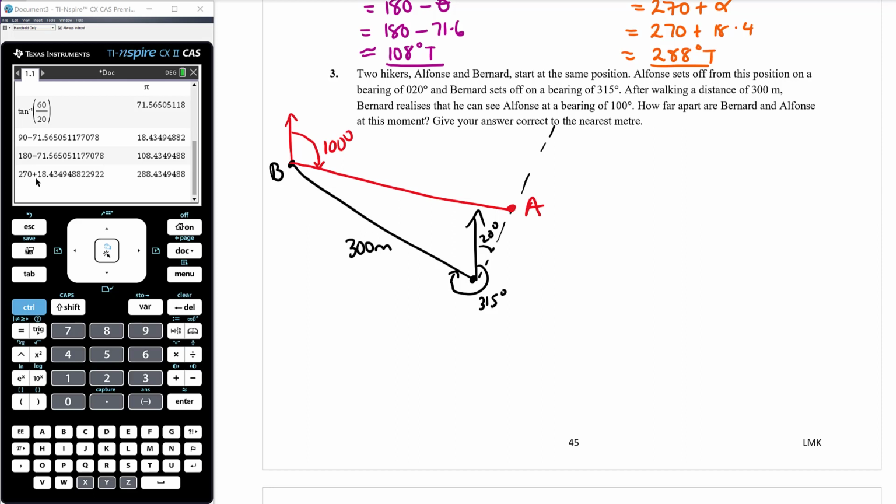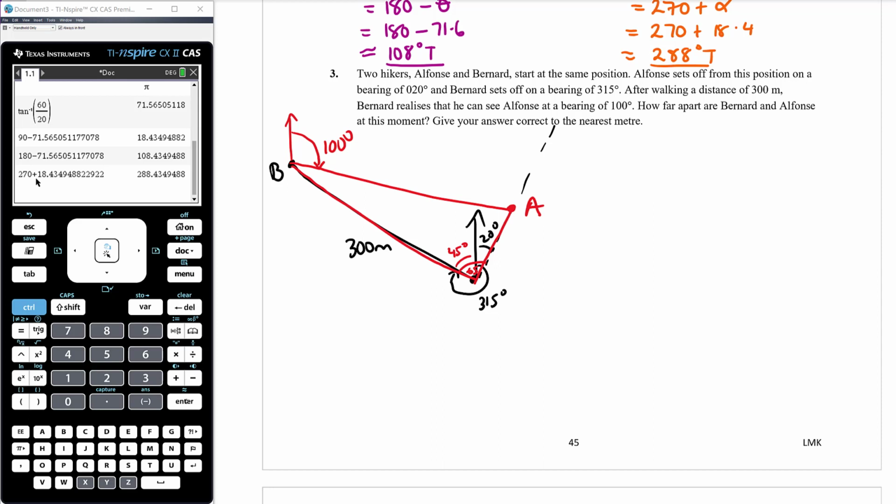Okay, and so we don't know how far Alphonse walked. We have that bearing instead. We've got this 300 here. We can work out if there's 20 degrees here, if that's 315, it's another 45 to get to 360. So we can work out that there's a total angle in there of 65 degrees. And then we should be able to think about using, we haven't got a right angle triangle, so think about using our sine rule or cosine rule.